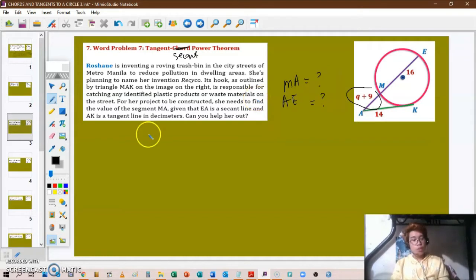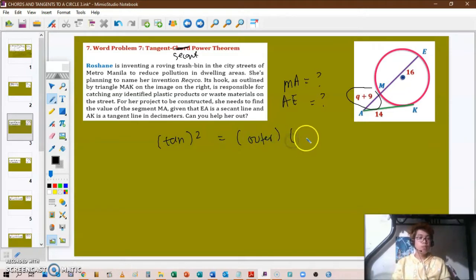Okay, so to do that, we can use the tangent secant power theorem formula. Again, we can write the formula here, so we can remember it much more clearly. So in a clearer way, tangent squared is equal to the outer segment multiplied by the sum of the inner segment and the outer segment.